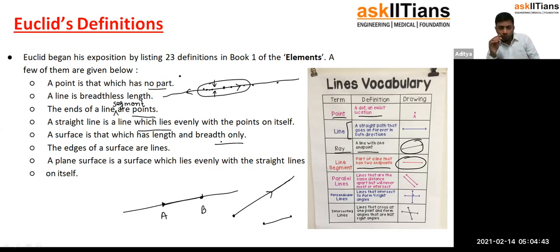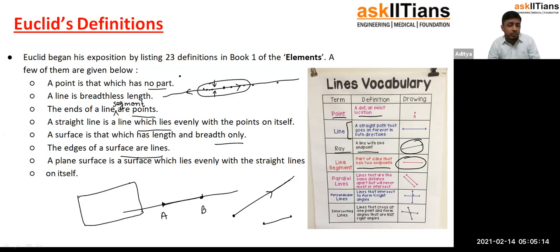So look, one dimension was defined by a line, which only constitutes a length. A point had zero dimensions. A surface has two dimensions, described by both a length as well as a breadth. And of course, later when we study three dimensions, it is constituted by a length, breadth, as well as a height. Correct? Now, the edges of a surface are lines. So basically, this can be a surface, for example.